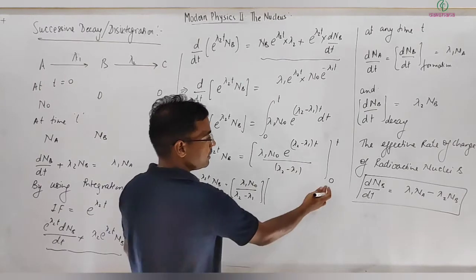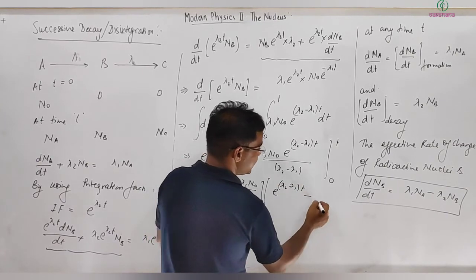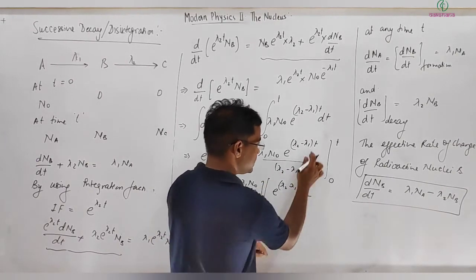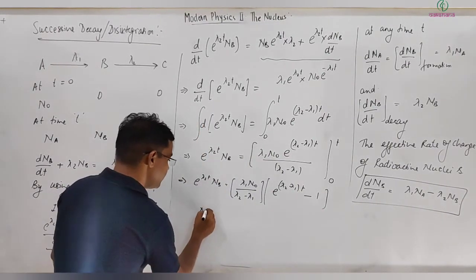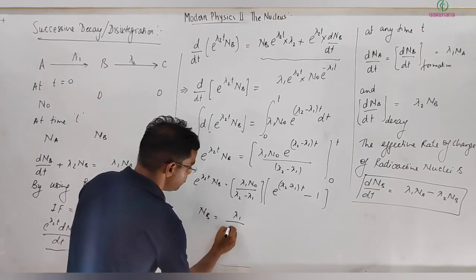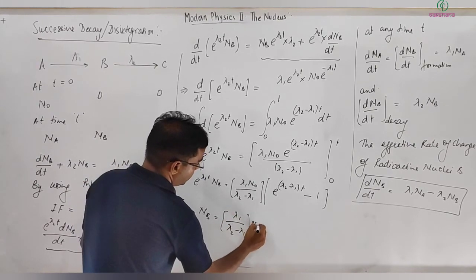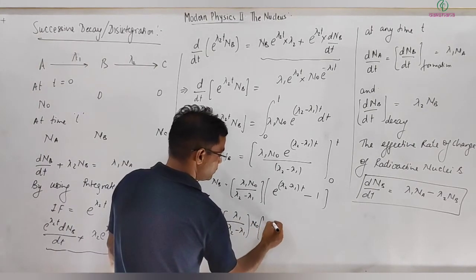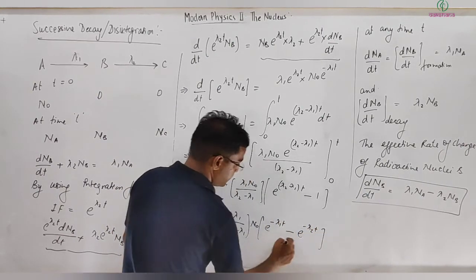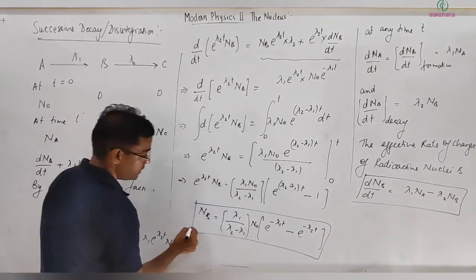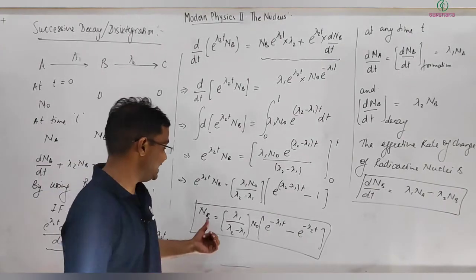On this side, if I substitute the limit t, then it's e raised to power (lambda 2 minus lambda 1) into t, minus substituting the limit 0, e power 0, that will be equal to 1. Let me divide it by this side and rearrange it. So finally I am getting NB is equal to lambda 1 divided by lambda 2 minus lambda 1, into N naught, into (e raised to power minus lambda 1 into t minus e raised to power minus lambda 2 into t). So this is the number of nuclei of B formed at any time t.